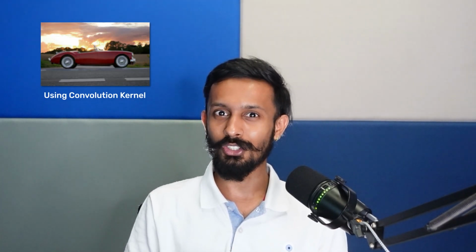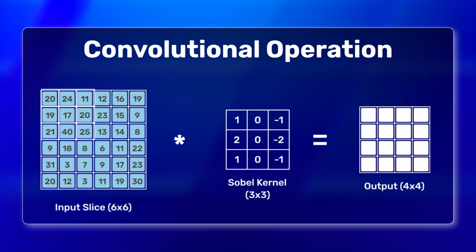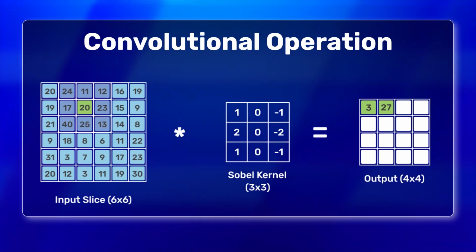In this video, we will learn about image filtering using convolution kernels in OpenCV. A convolution kernel is a 2D matrix that is used to perform mathematical operations on each pixel of the image. This video explains it in detail.